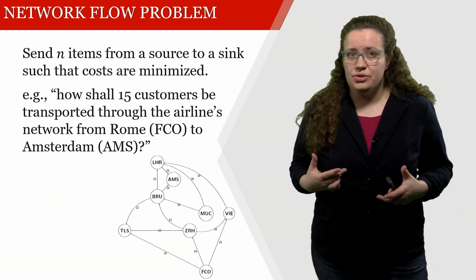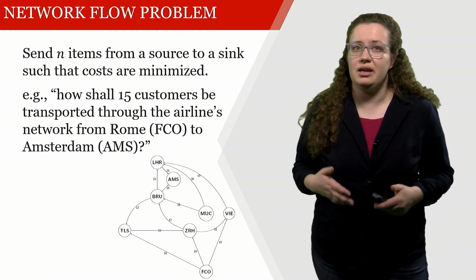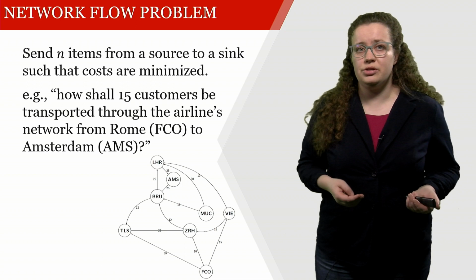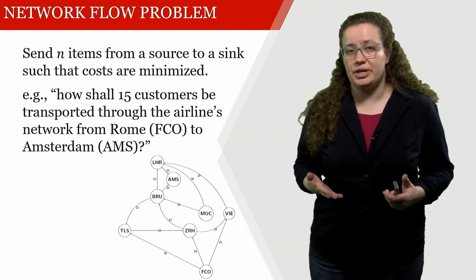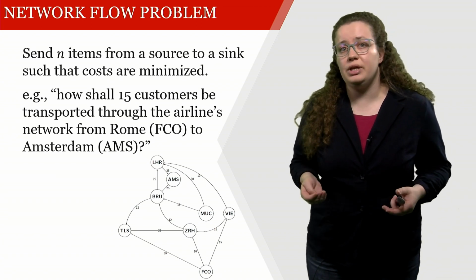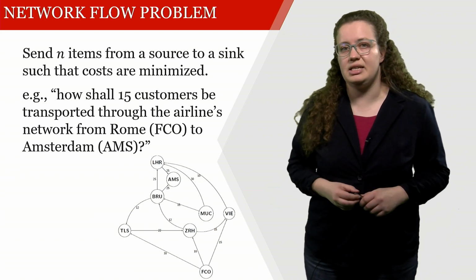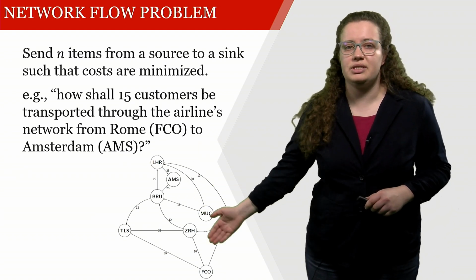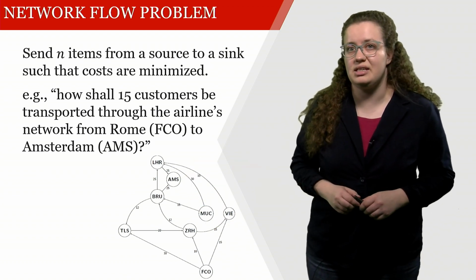So what we would like to do in the so-called minimum cost network flow problem is we would like to send n items from a source to a sink in a way that costs are minimized. So for example, we would like to send 15 passengers through the airline's network from the source that is Rome to the sink that is Amsterdam. So for example, we could send them from Rome to Zurich to Brussels to Amsterdam if the capacities actually allow for that.